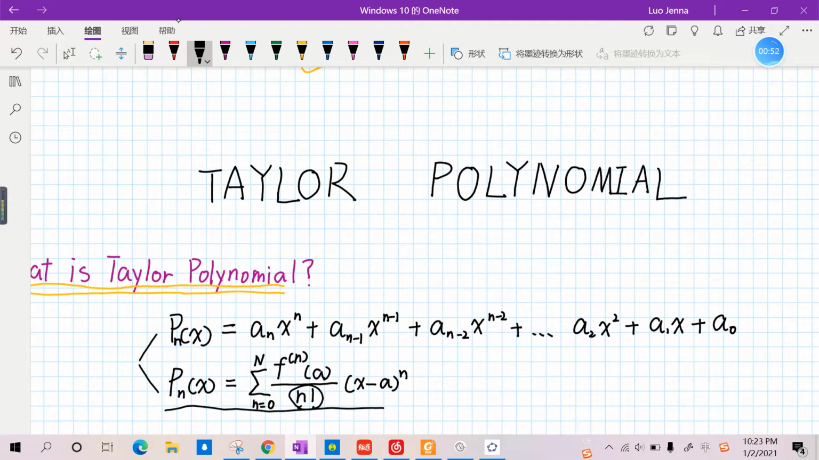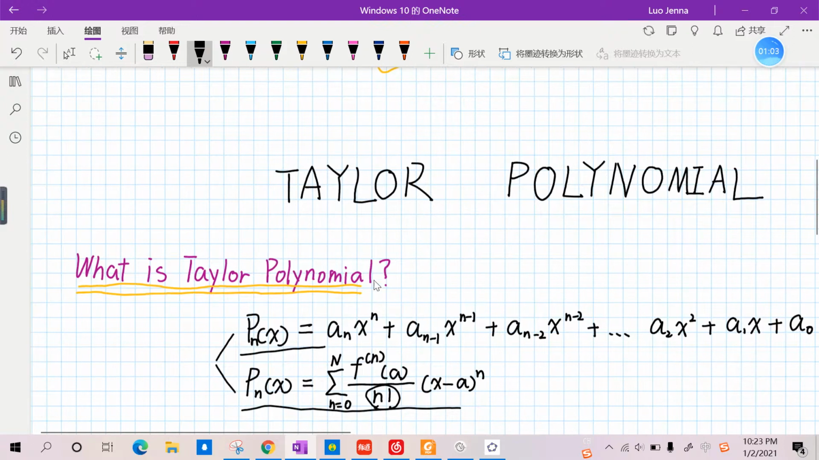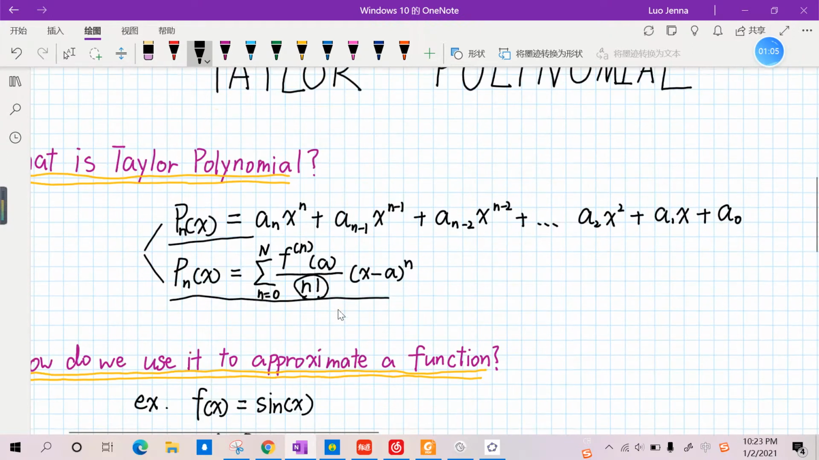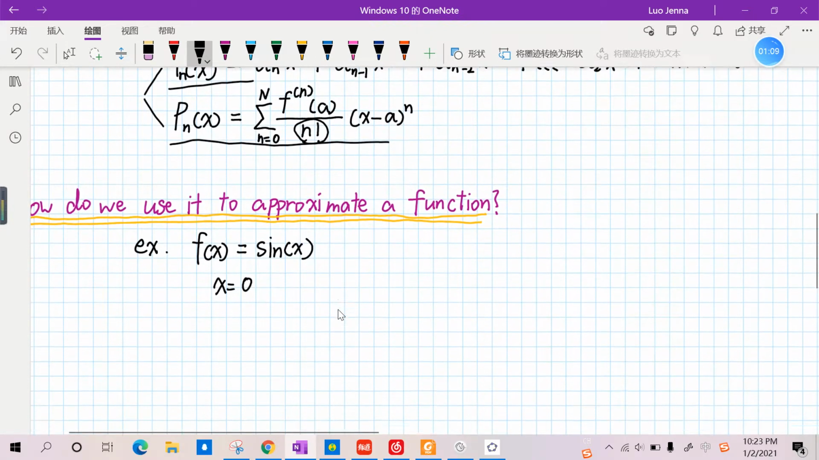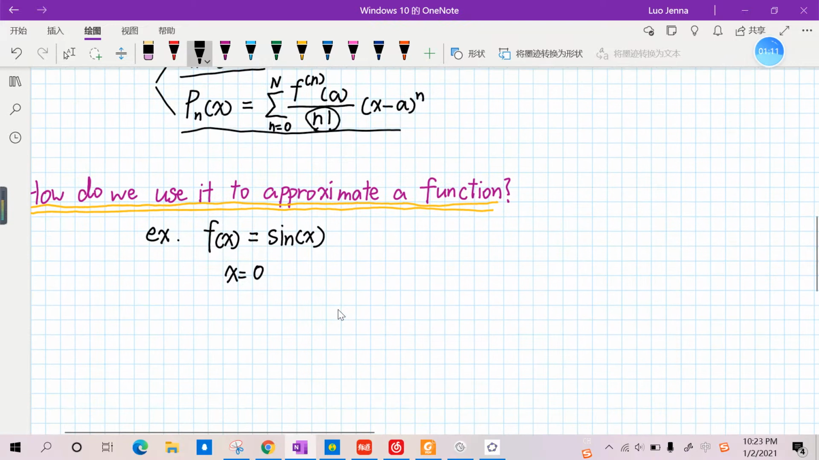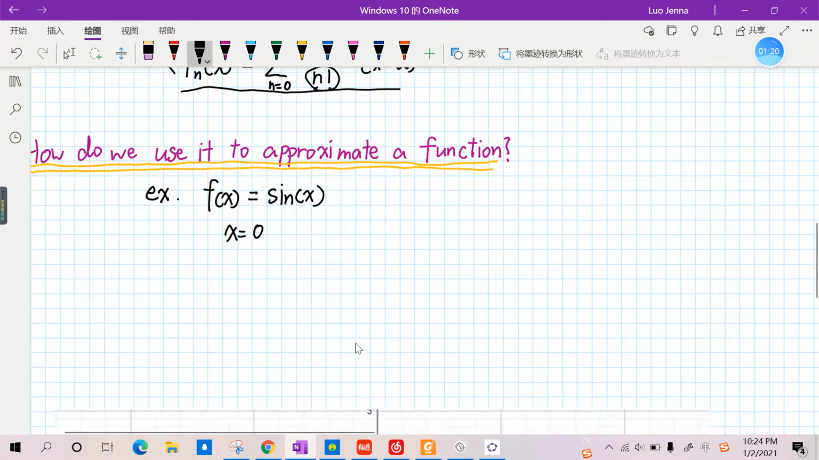Well, this is the general form of polynomial. And the a's are constants. So here, I'm going to give you an example to explain their relationship. For example, first, let's approximate a function f(x) equals sine x at x equals 0. So how can we approximate it?